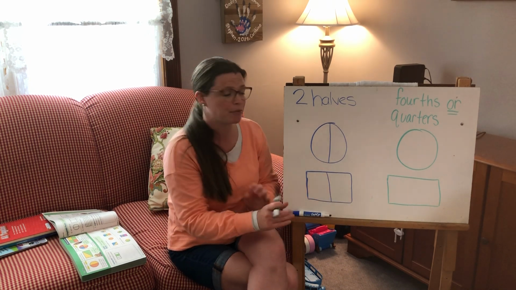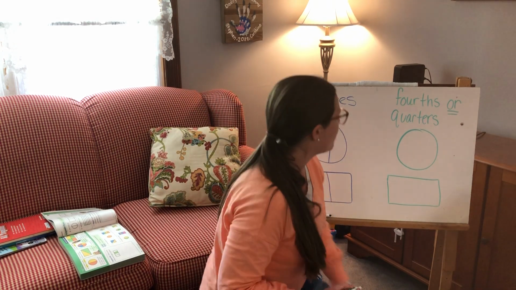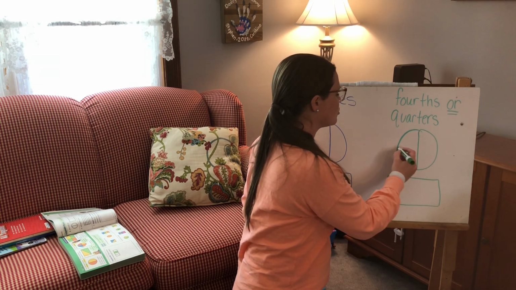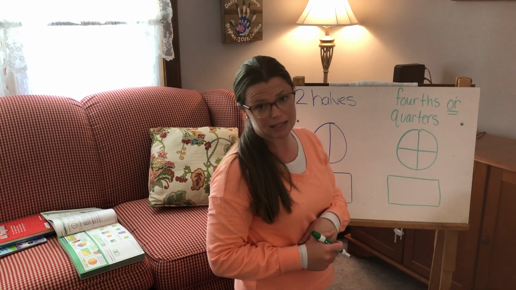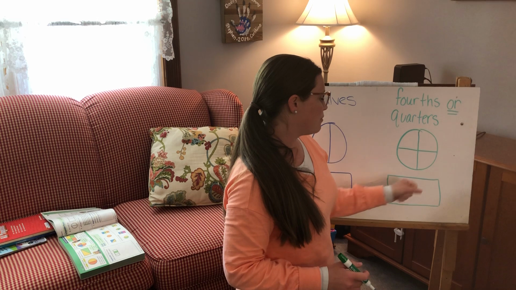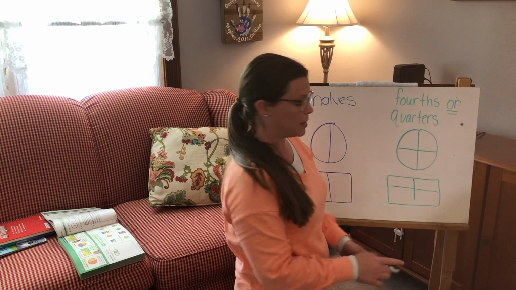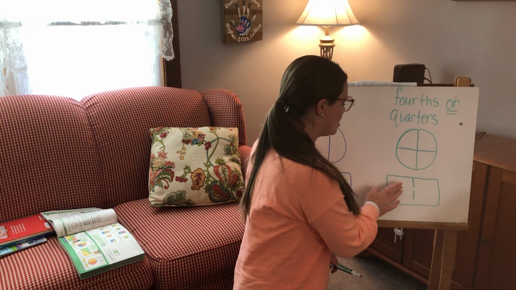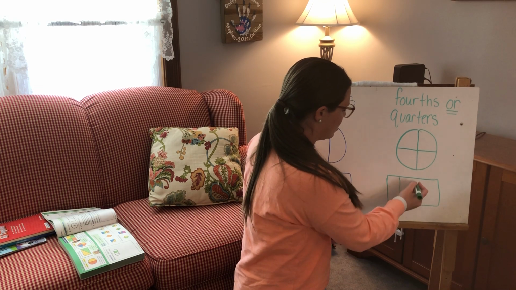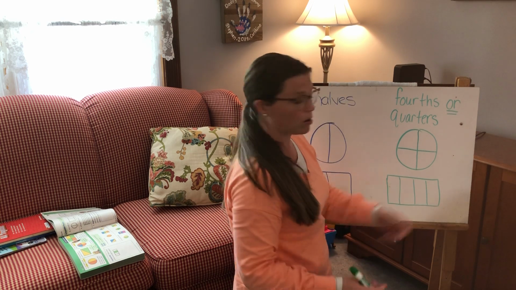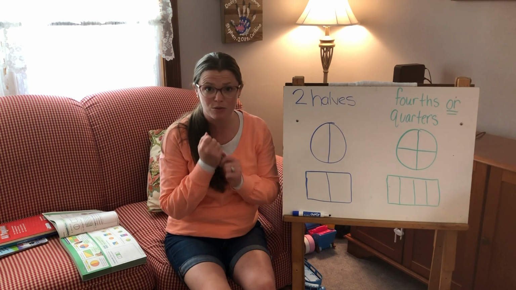Okay, so let's go ahead and break up this circle into quarters, okay? So I'll go ahead, I'll draw a line down the middle, I'll draw a line that way, and now I have 4 equal pieces, right? With my rectangle, I could cut it up this way and make 4 equal pieces, or I could cut it up this way and have 4 long skinny pieces. So you can break that up either of those ways.